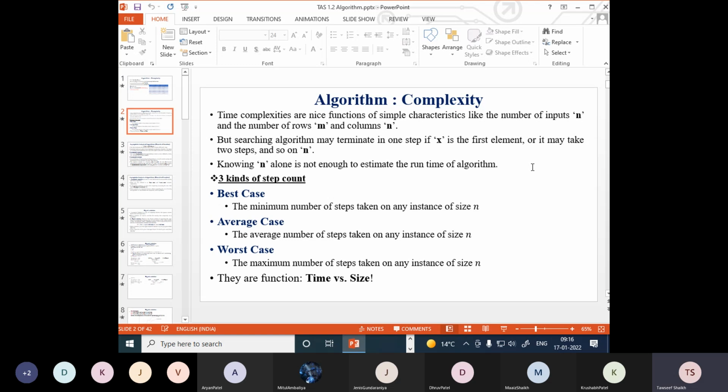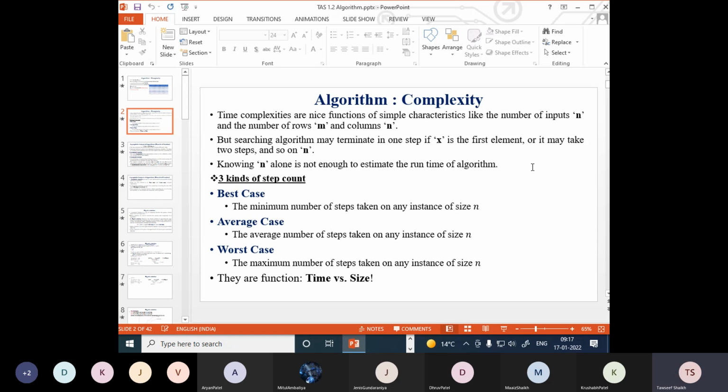But there could be some scenarios where the size alone is not enough of a criterion upon which the complexity depends. There are some situations where it does not depend only on size. Like, the complexity is not dependent only on the size.